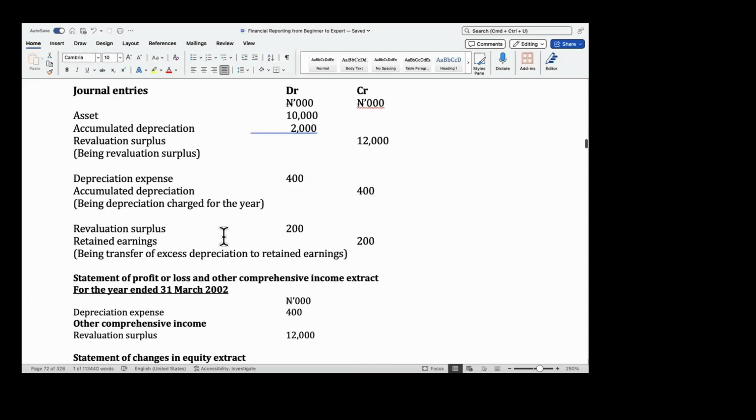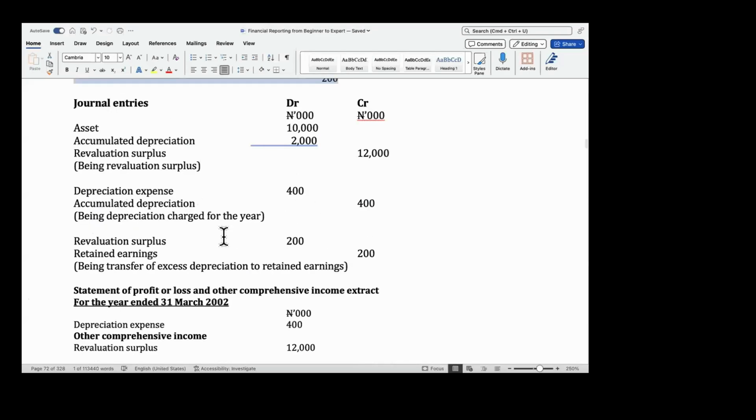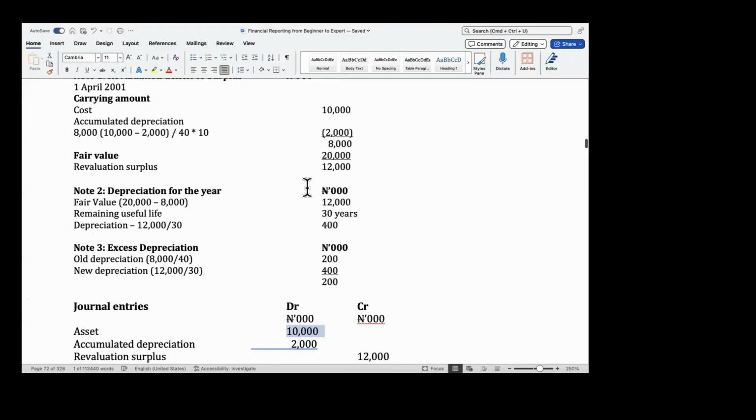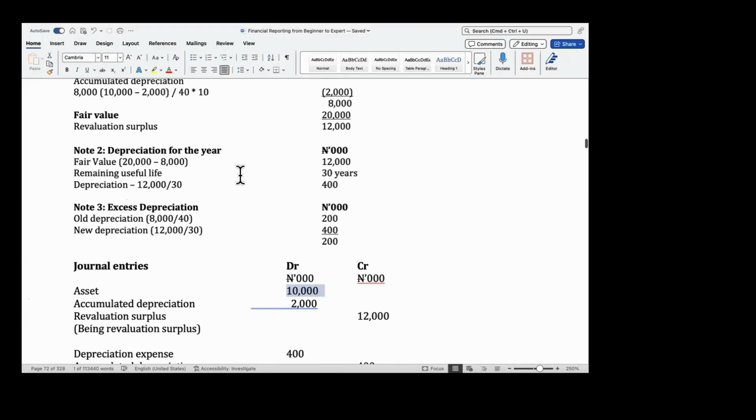Let me do my journal. The first thing I need to take care of is the value of the asset. Again, may I ask, why are we debiting 10 million to the asset account?